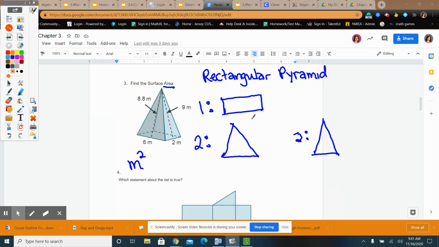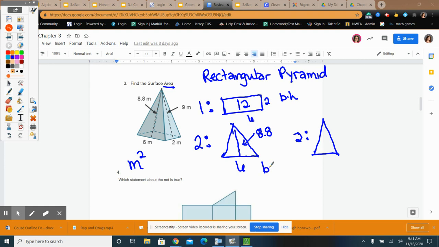So let's do the bottom first. That's 6 and 2, which is base times height, which is 6 times 2, and that guy is 12. The fat triangle has a base of 6, and the height on the fat triangle, if you can see, is 8.8.